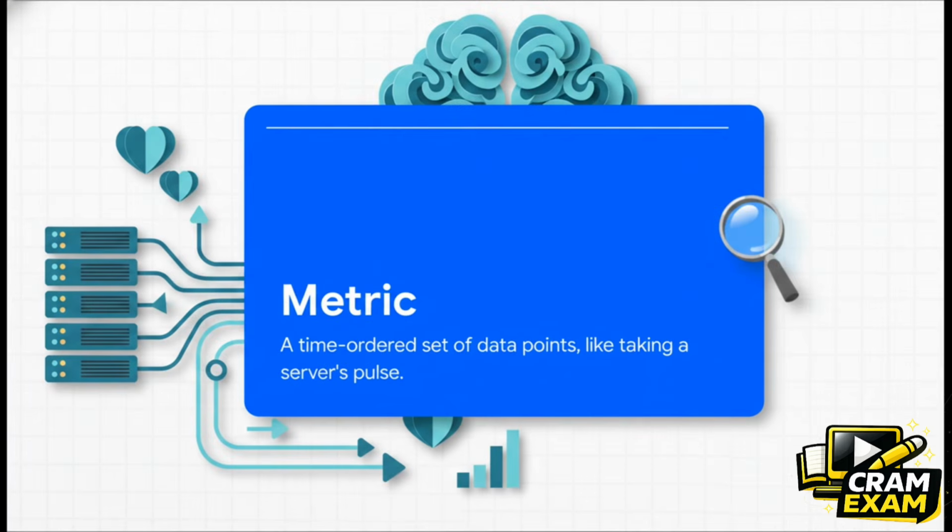To understand how AWS actually knows your server is dying, you really have to understand Amazon CloudWatch. You can think of CloudWatch as the central nervous system of your entire AWS architecture. It's a monitoring and observability service that continuously collects and tracks data across all your applications. The most fundamental building block here is called a metric. A metric is quite simply a time-ordered set of data points. Think of it almost like taking a server's pulse. Every few minutes, your Amazon EC2 instances are automatically sending metrics back to CloudWatch, things like CPU utilization, disk reads, and network traffic going out.